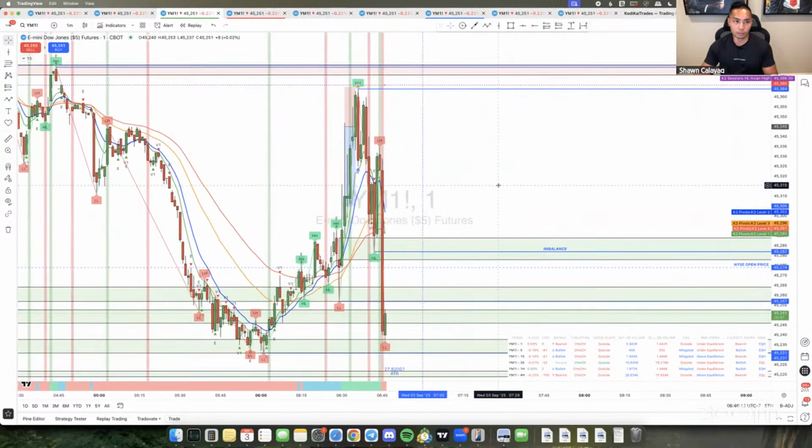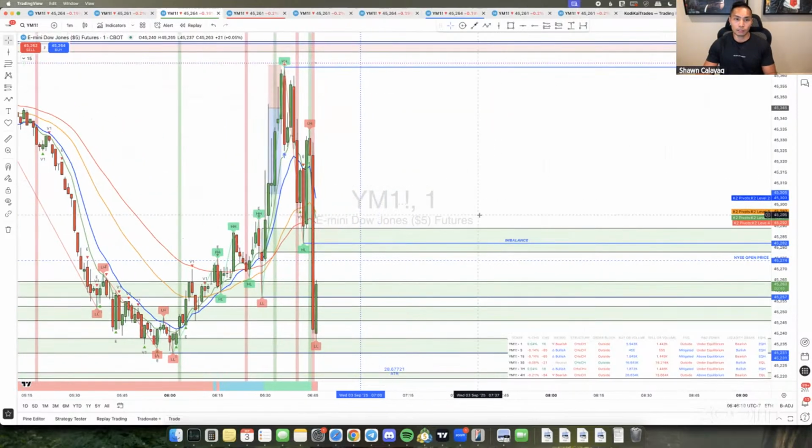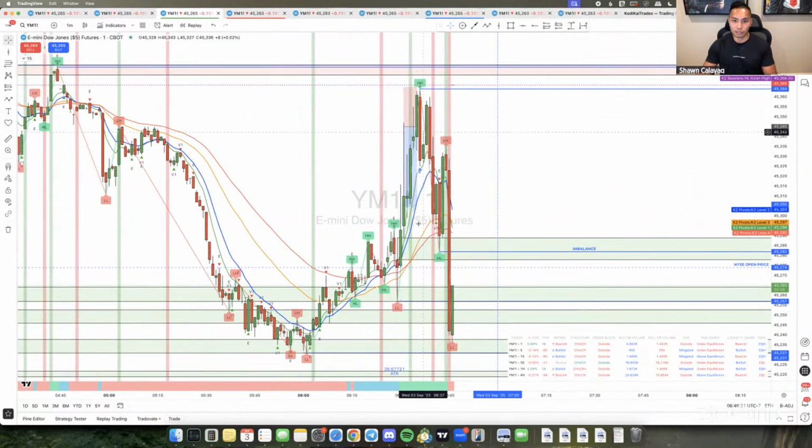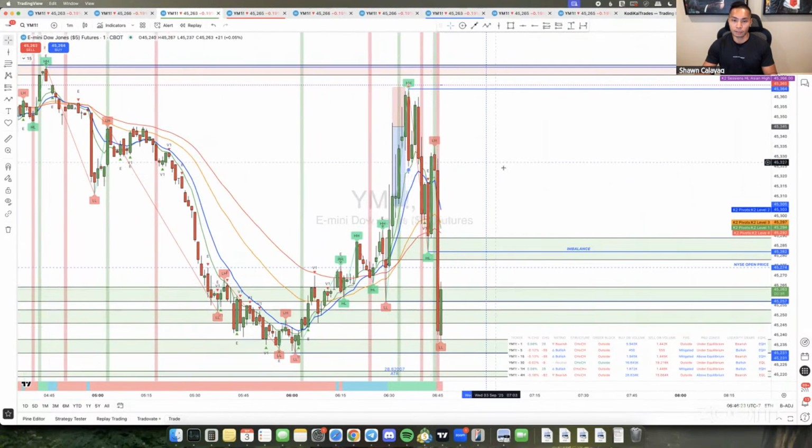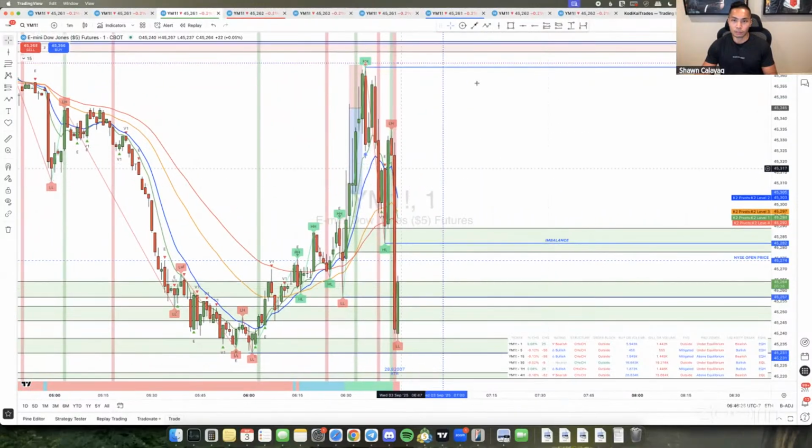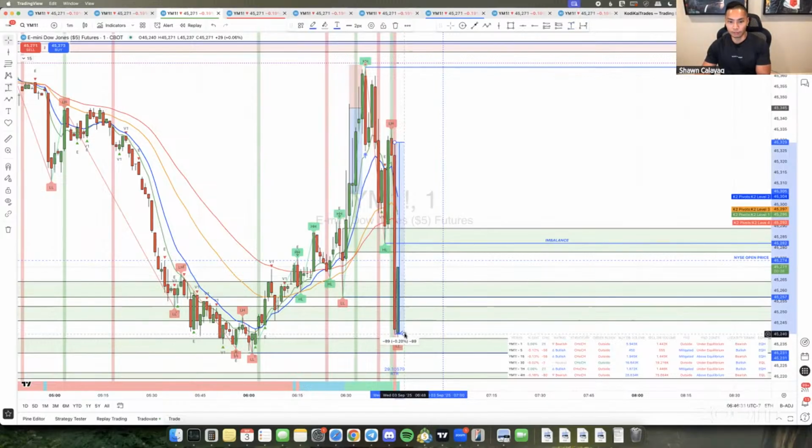So again, this is one of those markets where it's better to just wait it out and sit it out, because you can be trading either direction, guys. You could be trading buys, you get stopped out. You could be trading sells, you get stopped out. This candle right here was extremely large. Almost a 100-point candle in 1 minute. 90 points right there.